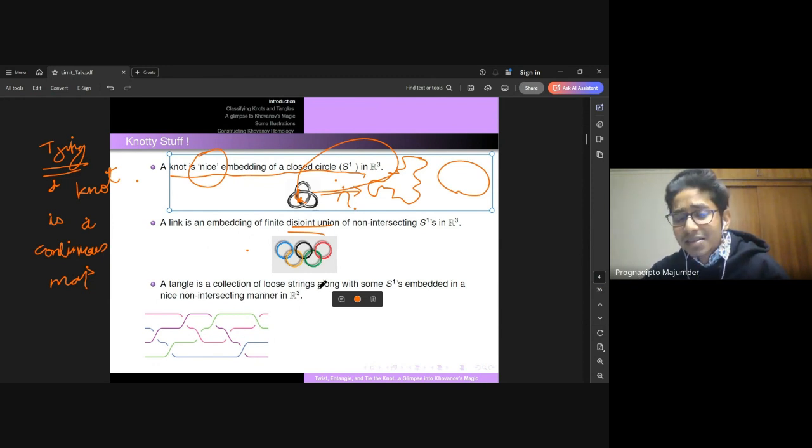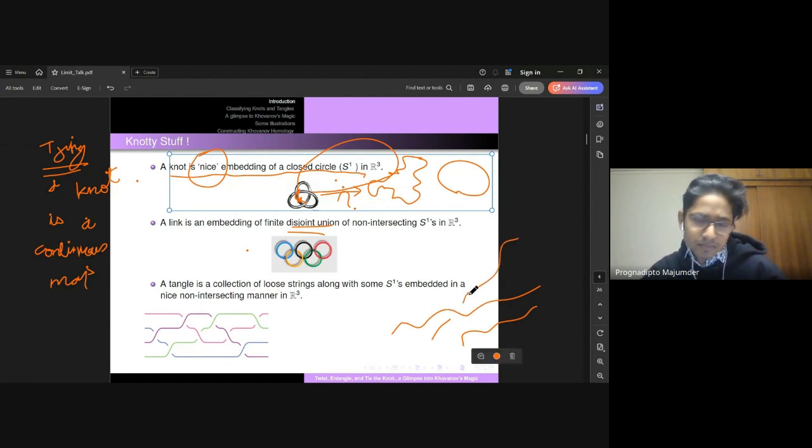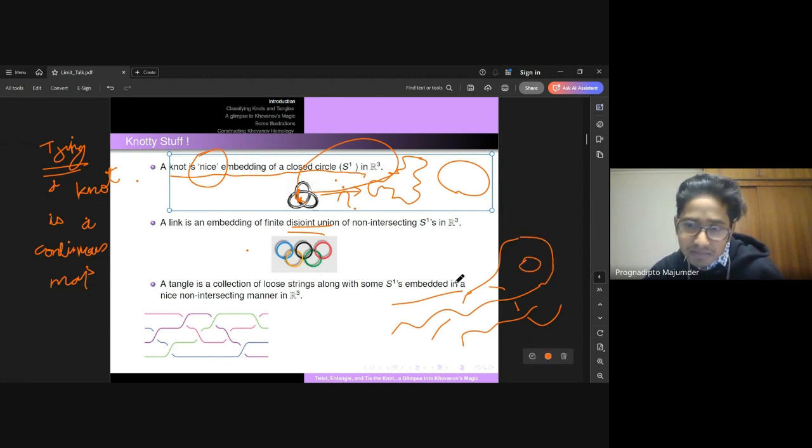And tangles means that along with the circle, I can bring in some open strings. This is a tangle. This is a tangle diagram. Yeah, let me draw it some even more wildly. Yeah, this is a tangle diagram. And I can also include some circles. Yeah, you can do that. So why do we do this?